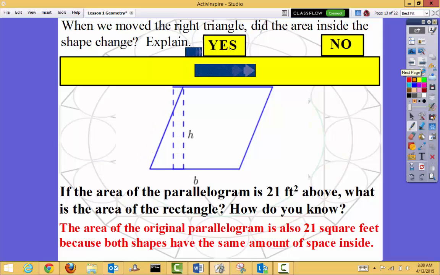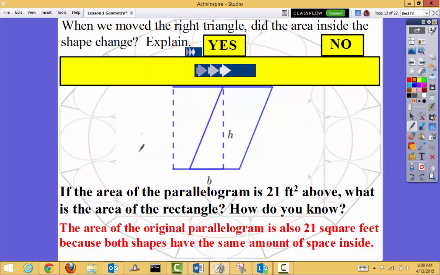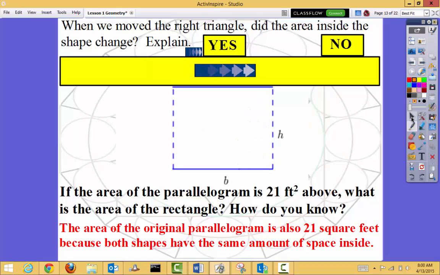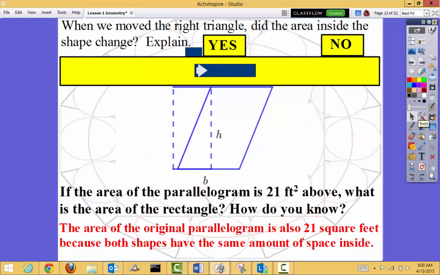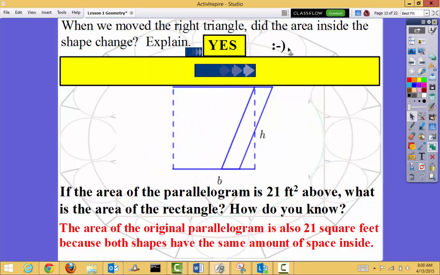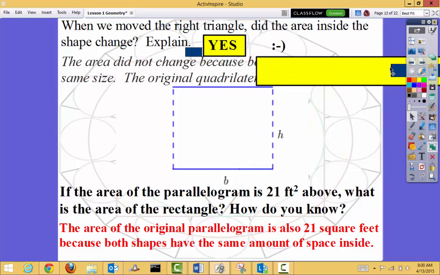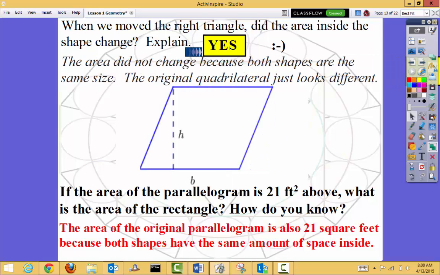All right. When we move the right triangle, so we move this portion over to the edge, did the area inside the shape change? Is my area changing? The space that it occupies, is it changing? The answer is no. It's staying the same. Why is that? The area didn't change because both shapes are the same size. The quadrilateral just looks different. All we're doing is cutting the part out and moving it. When we cut something out, it's not disappearing if we still attach it to that same shape.